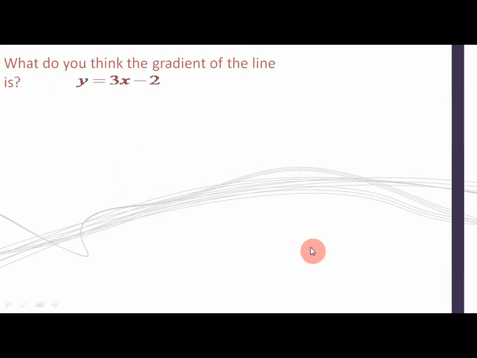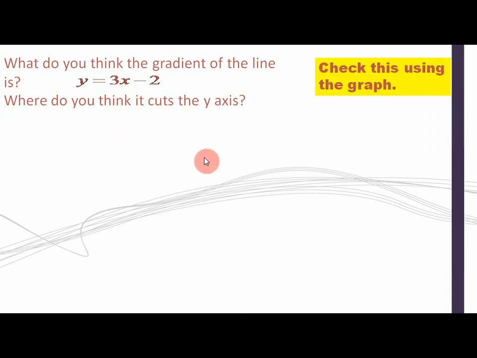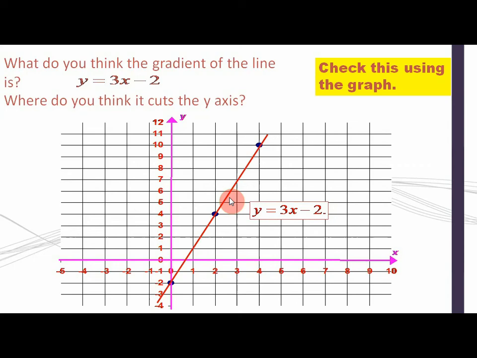Moving on, if you look at the graph of this equation, the gradient of the line is 3, and where does the line cut the y-axis? This is the graph of the line y equals 3x minus 2. It cuts the y-axis at minus 2, so the y-intercept is minus 2. If the examiner gives you the y-intercept and the gradient, you can directly write the equation. If he gives c equals minus 2 and m equals 3, we can simply write the equation y equals 3x minus 2.